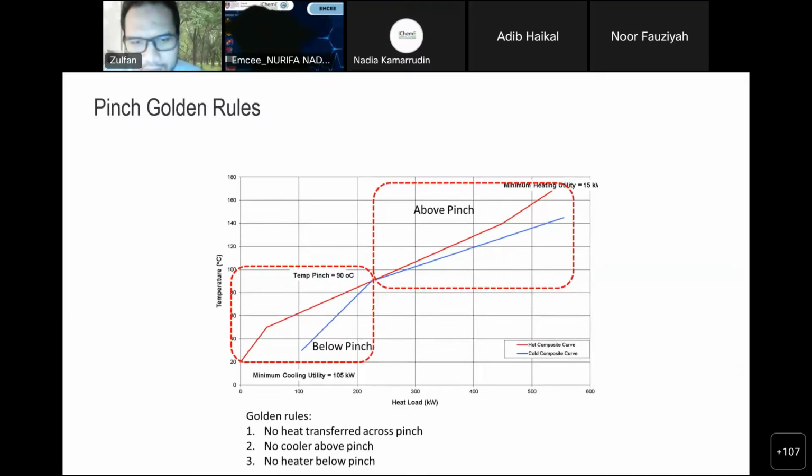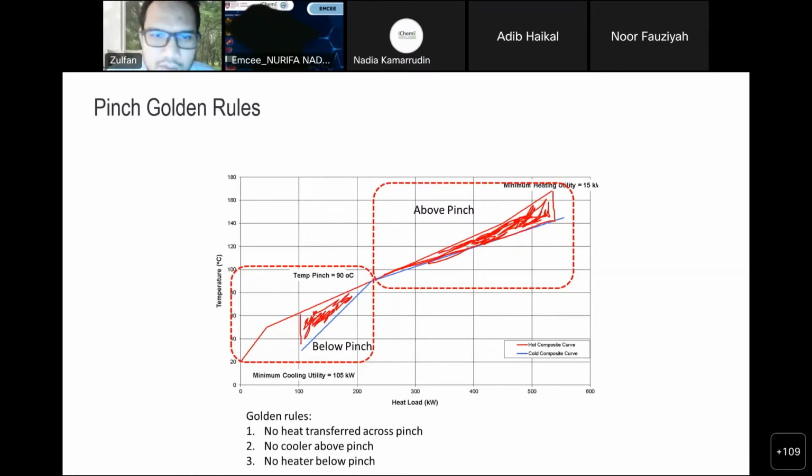So we'll have, again, when we want to design this, we are not allowed to transfer heat across the pinch. That means this overlapping area is where process-to-process heat exchanges can be placed. And the same goes with this area. So, no heat transfer across the pinch.